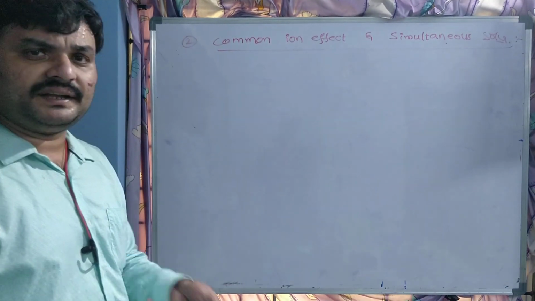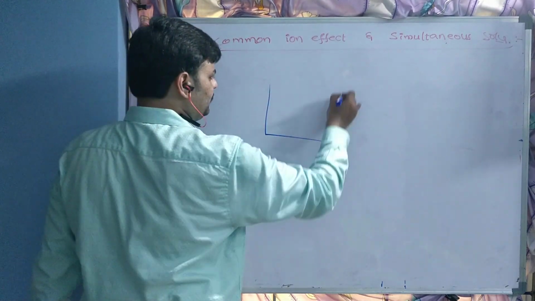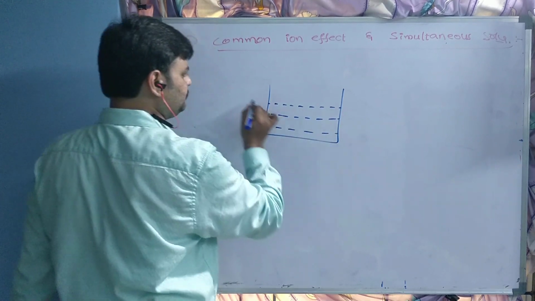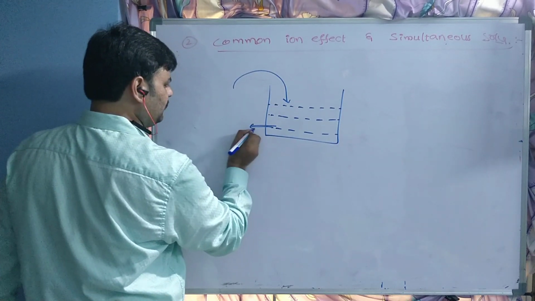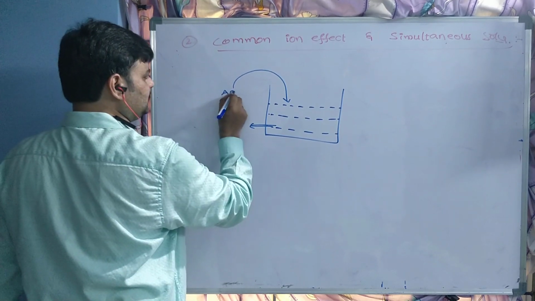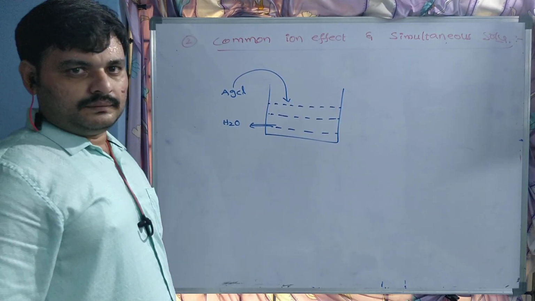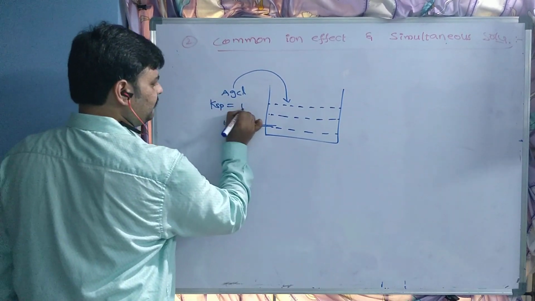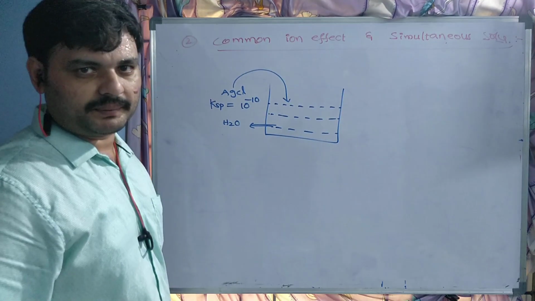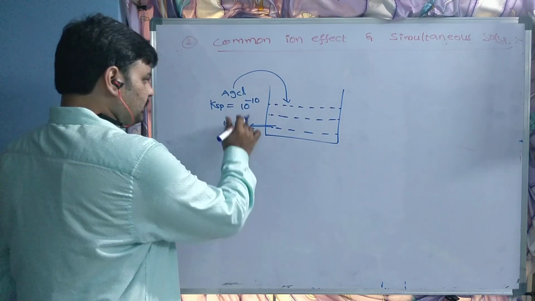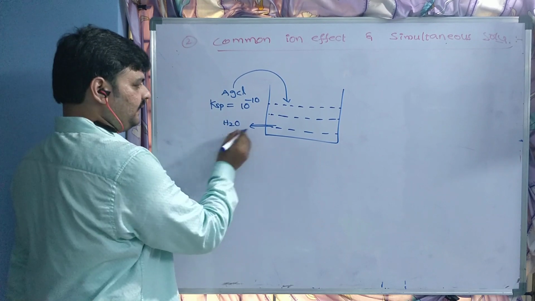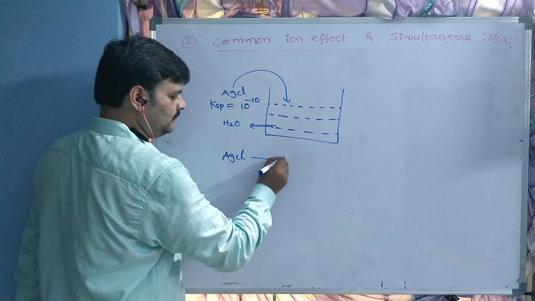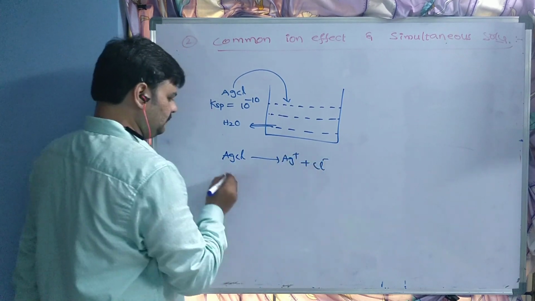So let's see what is the meaning here. Suppose here I am taking a container. In the container, we fill the water, and you add the AgCl. The Ksp value of AgCl here also I consider as 10 power minus 10 mole square per liter square. Therefore, how can we calculate the solubility of AgCl when it is dissolved into the water? AgCl dissociates into Ag plus and Cl minus ions.